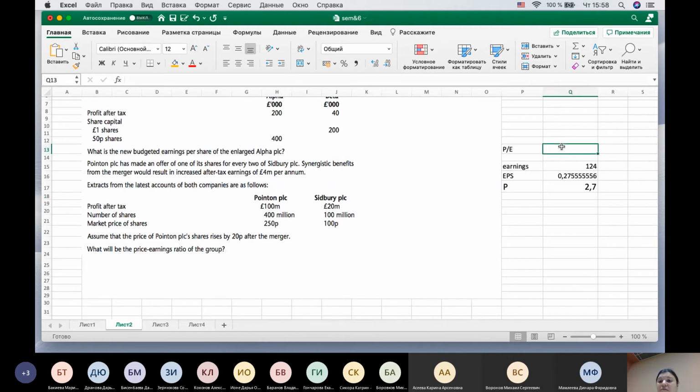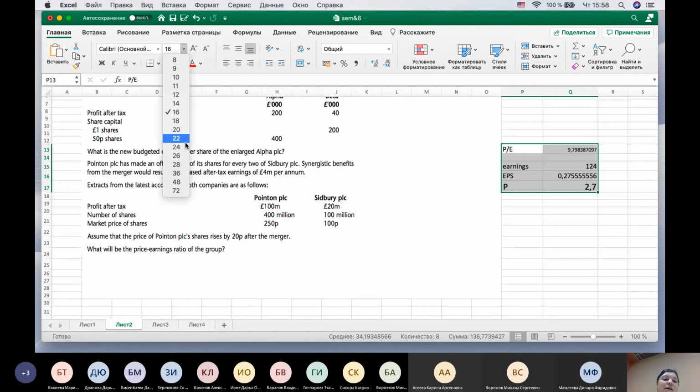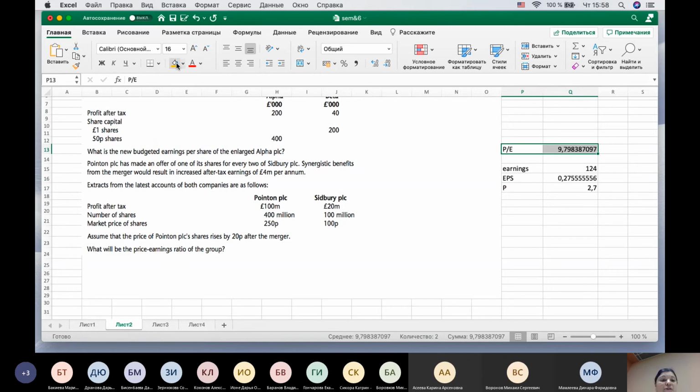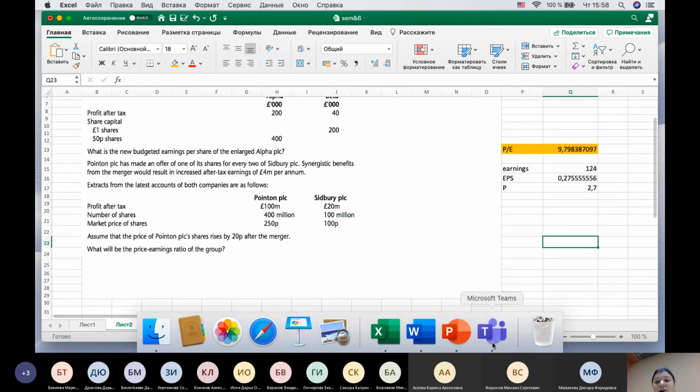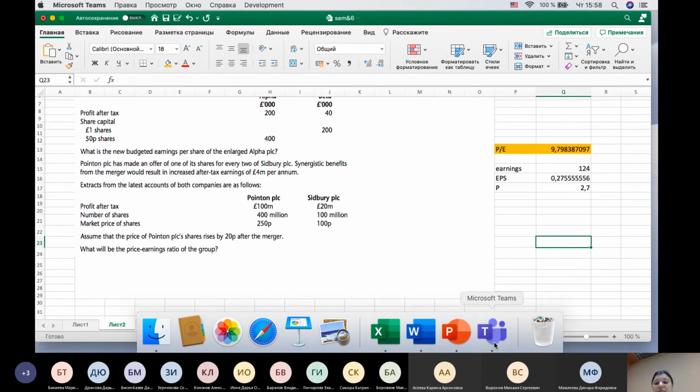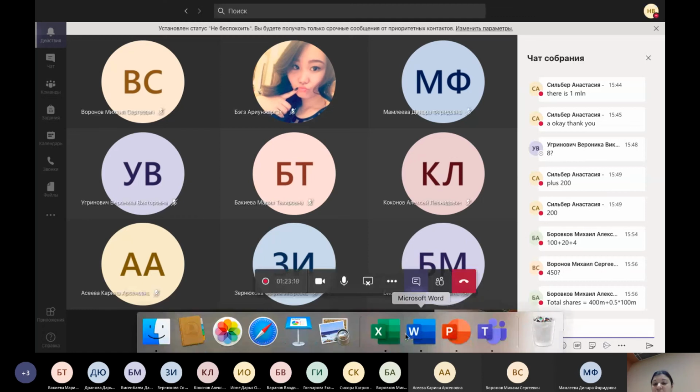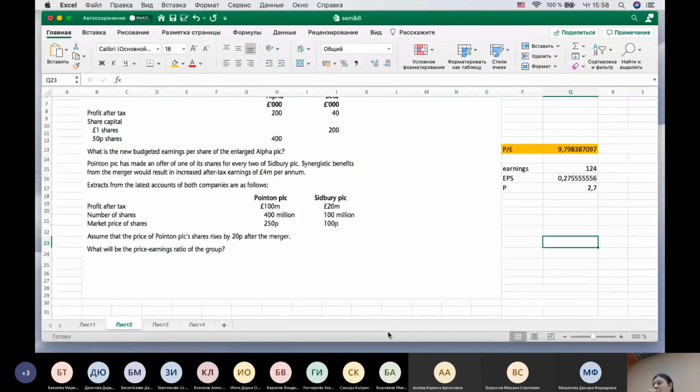And the last action, find the connection between our price and earnings. Our P/E ratio equals 9.8. And that is the answer for this question. Good. Have you any questions or comments on this task? The P/E ratio equals 9.8 in this situation.